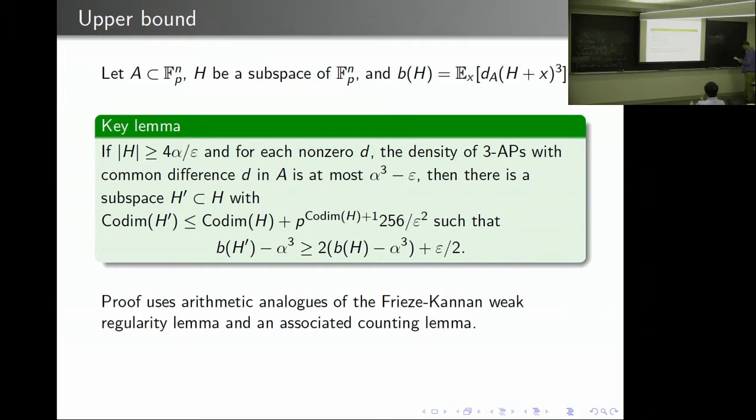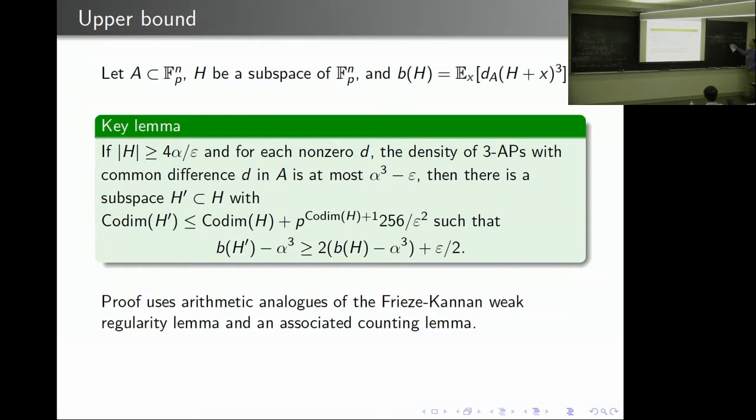Which goes well with the weak regularity lemma. So again, you have this f, which is a function from F_p^n to {0,1}. And if h is delta weakly regular, then the count of 3-term progressions in f minus the count of 3-term progressions in this averaged out version, so they're close to each other, is at most 3 times delta times alpha, where alpha is the average value of f.